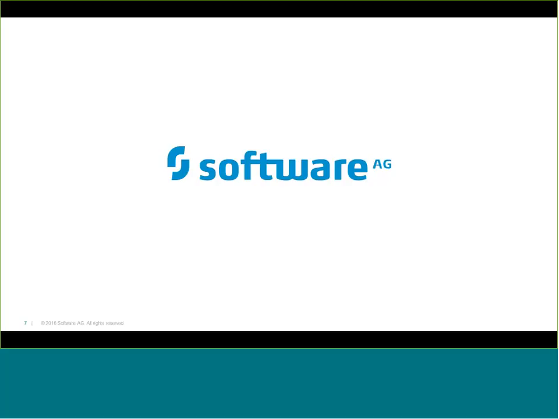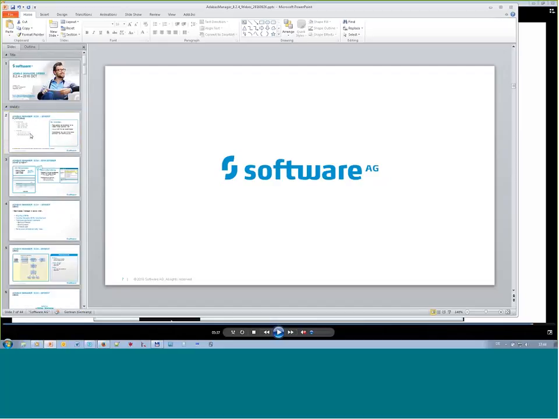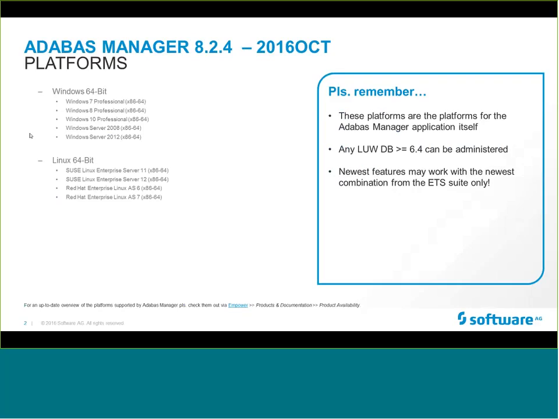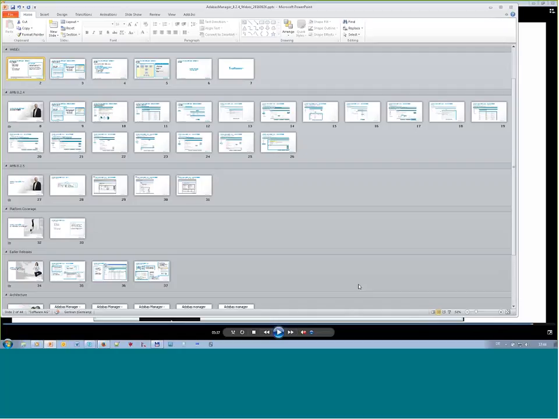Yeah, excellent. Maybe I just switch back to the respective slide quickly so you can see that. These are the platforms. As I said, Windows and Linux are the platforms where the Adabas Manager is installed, but you can administer any Adabas database that is version 6.4 or higher. Speaking, it's irrelevant whether Adabas is running on Linux or HP or Solaris or whatever. It can be administered from the Adabas Manager that is installed on Windows and Linux, and we can quickly go to the architecture so you can better see that.